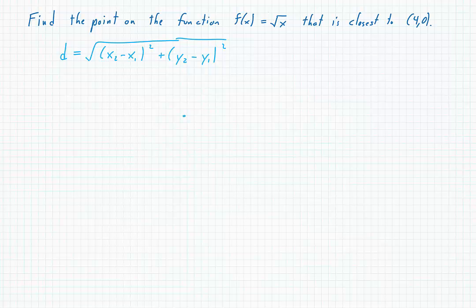So, what are our 2 points here? Well, one is obviously 4 and 0, and maybe I'll think of that one as being the point x1 and y1. But what about x2, y2? Well, we can call x x2, and then the y value, square root of x, is y2. So we can think of points on the curve as having the coordinates x comma square root of x. And that works. That's how we find those points.